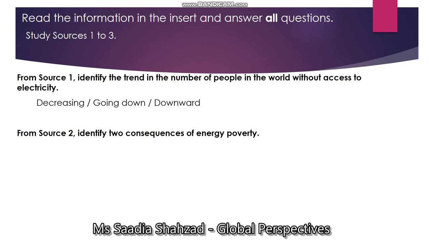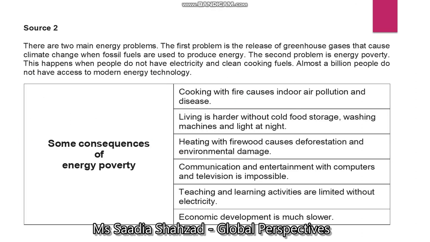Question number 1b is, from source 2, identify 2 consequences of energy poverty. Source 2 is talking about the consequences of energy poverty. As you can see in this table on the right hand side, there are 6 consequences. When it asks you to identify, you just have to choose any 2 or 3 or whatever number it is asking and just pick it up and answer it. You do not need to explain these consequences. So cooking with fire causes indoor air pollution and diseases, and we can also take economic development is much slower, or any 2 you want.